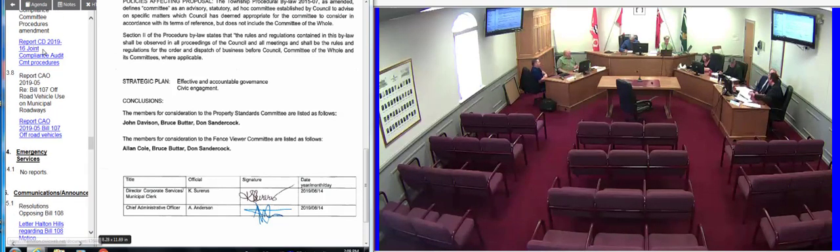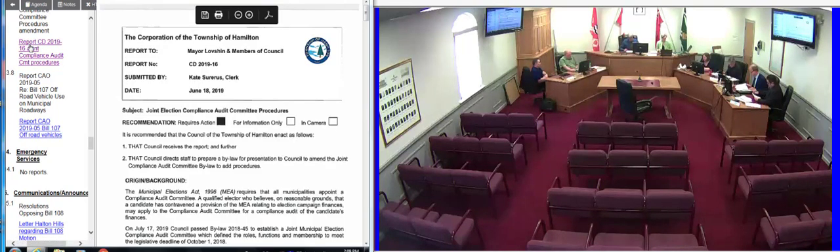13.7, report CD 2019-16. We need a mover and a seconder that report CD 2019-16 regarding the Joint Municipal Election Compliance Audit Committee procedures be received, and that the council of the Township of Hamblin acts as follows. The council directs staff to prepare a bylaw to amend bylaw 2018-45, being a bylaw to establish a joint municipal election compliance audit committee, to append meeting procedures that will provide a quick reference tool during the compliance audit committee meetings.